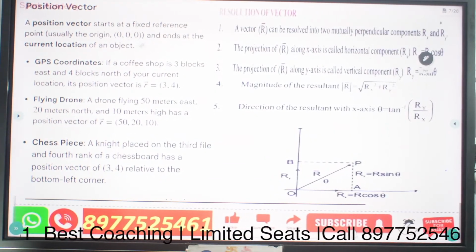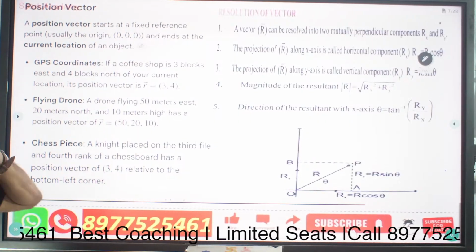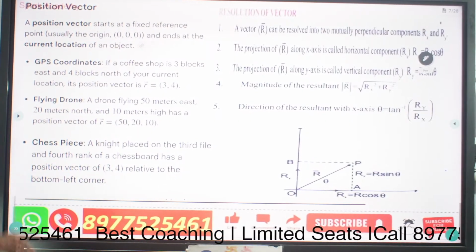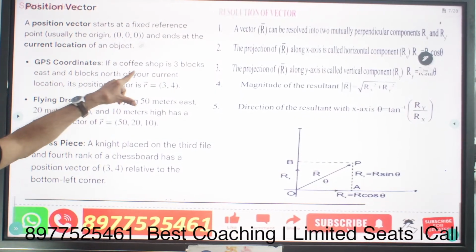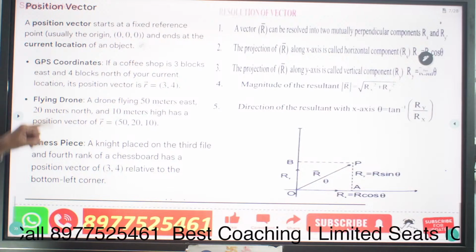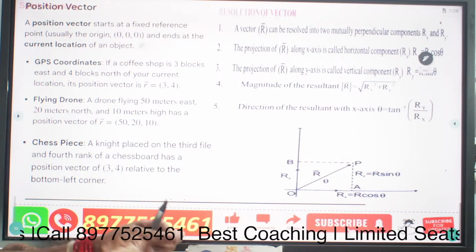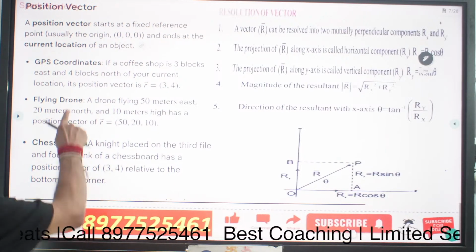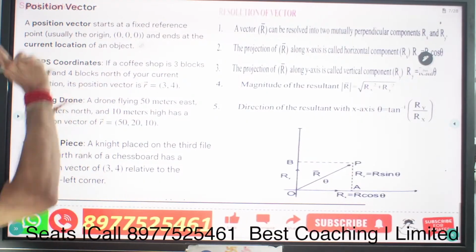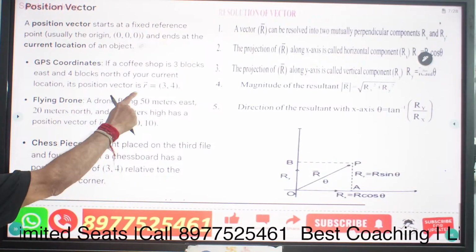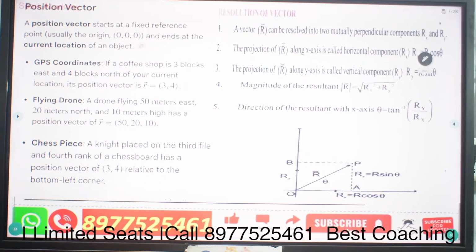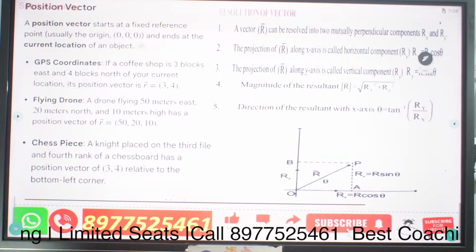Position vector, what is the example? Suppose a GPS system, GPS coordinates. You are well versed with the GPS system. Suppose a coffee shop is 3 blocks east, in the east direction you go 3 meters, let's say, and 4 blocks in the north direction, you go 4 meters. Then your current location, the position vector, will be (3, 4). So that can be a position vector.